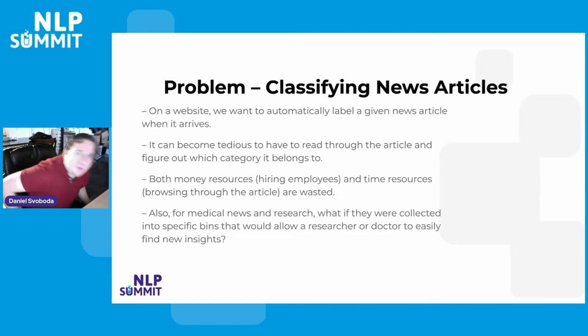So the problem is, how can we automatically classify news articles? When someone receives a news article, we would want to be able to put it into a certain field, but it can be tedious to read through the article and figure out what category it belongs to. It would waste a lot of money and time resources. Also, since there are now thousands, maybe even millions of research articles, how can we automatically sort them so that a researcher finds the most relevant articles on which to get new insights for their research?